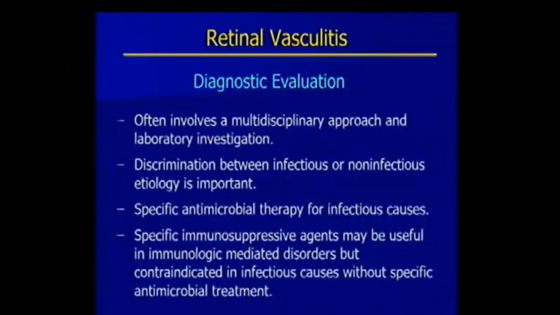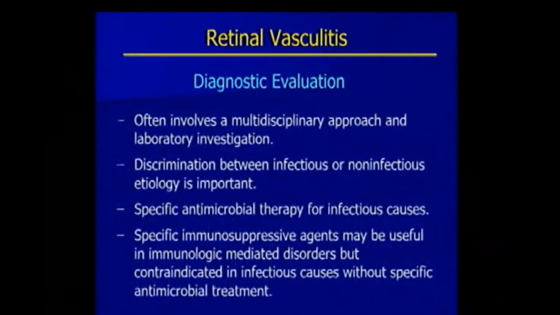The diagnostic evaluation of this patient is a multidisciplinary approach. You need to consult a rheumatologist. You need to consult also infectious disease specialists and other disciplines. But most important, you need to distinguish between infection versus non-infection. Because if it is an infectious disease, like acute retinal necrosis, and we have seen these disasters, or toxo, if you give the patient immunosuppressive only without coverage with antimicrobial agents, you will lose the eye.